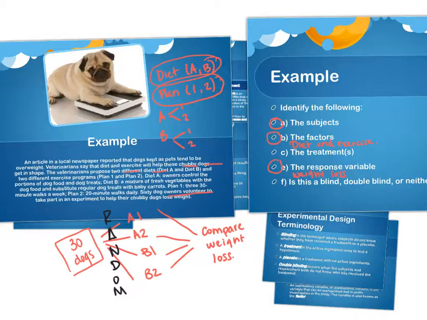Now, the last part of this is what can we blind, if this is a blind, double blind, or neither study. Well, can we blind the dogs? The answer there is going to be no, because in order for the dogs to actually participate in the study, their owners have to know what they are getting. And so because the owners have to know, you can't blind the dogs.